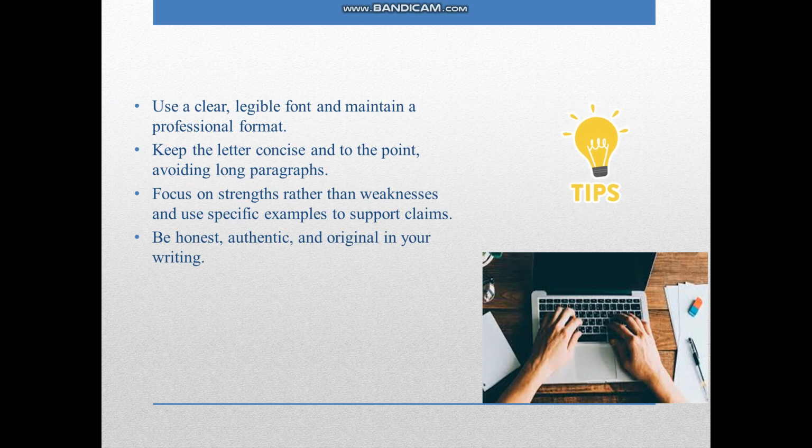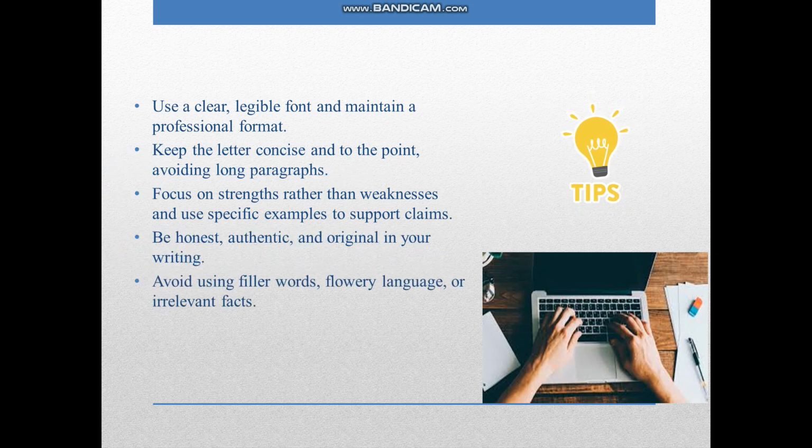Yes? You have to be honest, authentic, and original in your writing. You're going to tell them about who you are. So you have to truly write who you are. Don't lie about certain things, right? You have to be honest because later on, if you get accepted, they will set you up for an interview. They might ask you questions to know if what you have written in your letter is true or not. That's why you have to be honest.